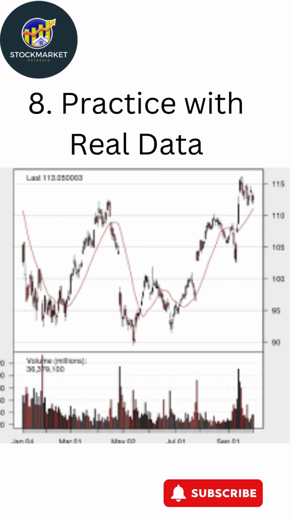8. Practice with real data. Start with historical data to spot trends and assess the accuracy of your analysis. Analyze different time frames, daily, weekly, or intraday, for broader or narrower perspectives.